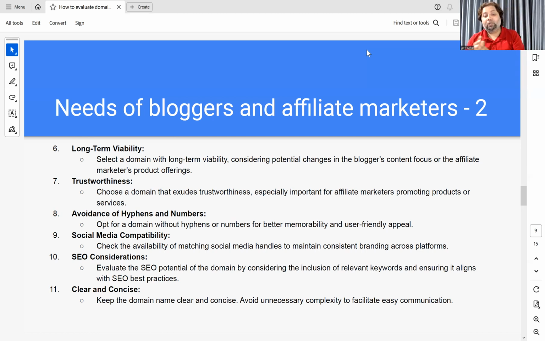Clear and concise. That particular name should be very clear when you speak that domain name. I mean, clear when you write that domain name. See, in case of PC Cleaner, I will tell you. See, both names, which domain is clear.